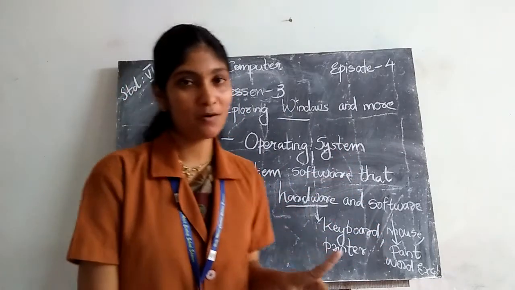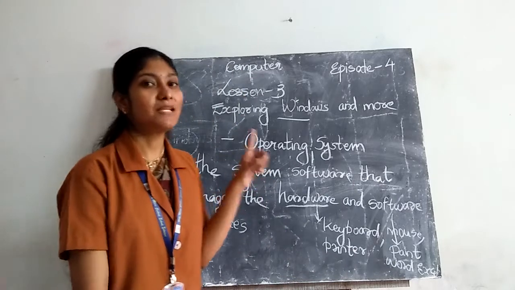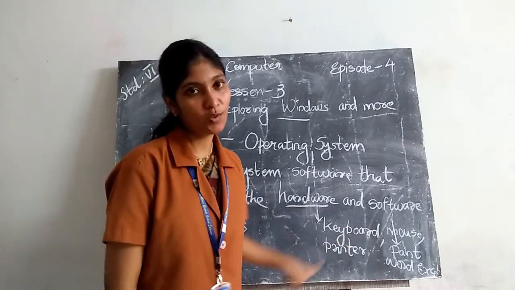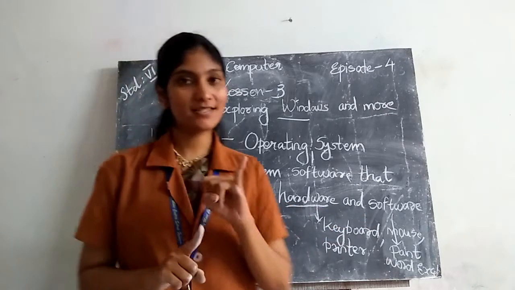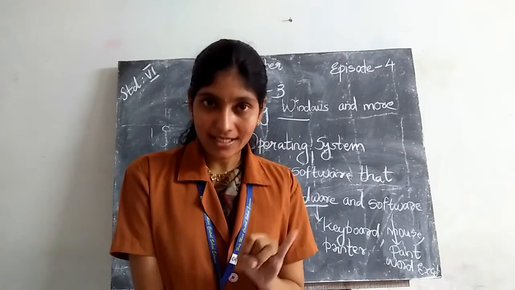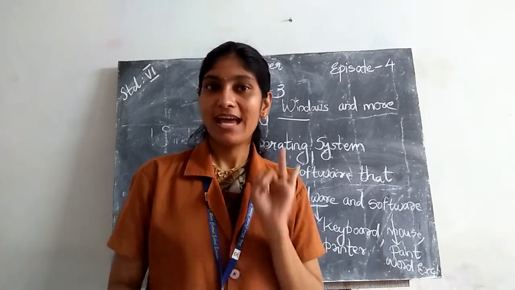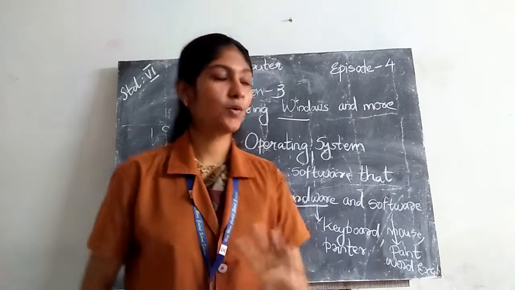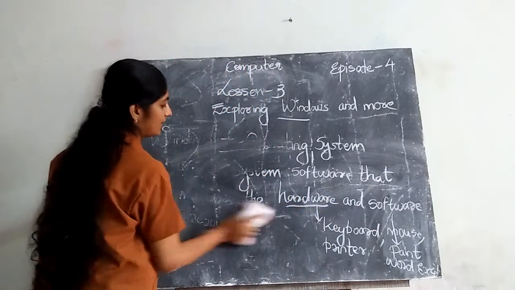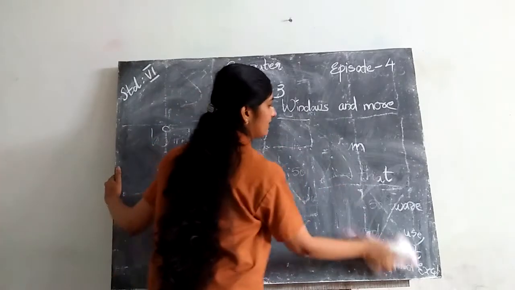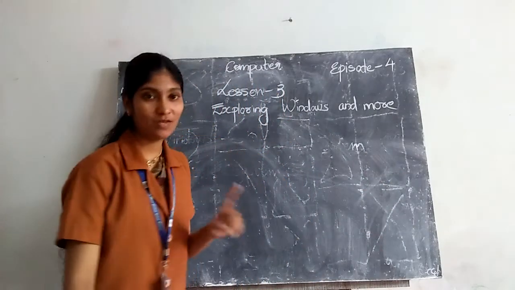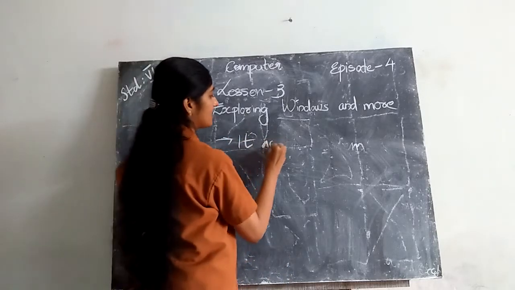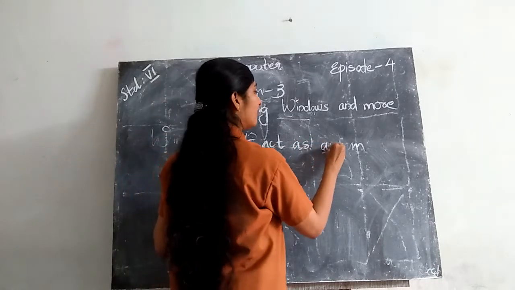So what is the duty of an operating system? An operating system is the system software that manages the hardware and software resources. It's the first duty of an operating system. And its second job is that it acts as an interface between a human and a computer.